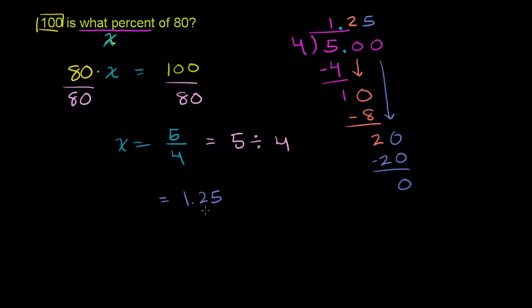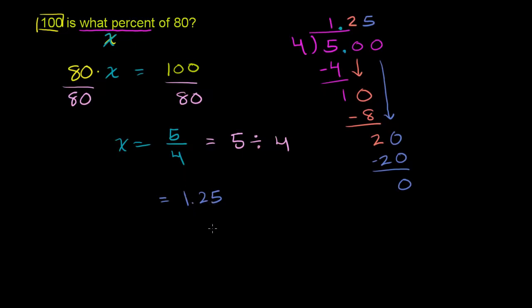So far we could say 100 is 1.25 times 80, or 1.25 of 80. But we still haven't expressed it as a percentage. This is really just a number; you could call it a decimal, but it's a whole number and a decimal. It would be a mixed number if we didn't do it as a decimal. It's 1 and 1/4, or 1 and 25 hundredths, however you want to read it.